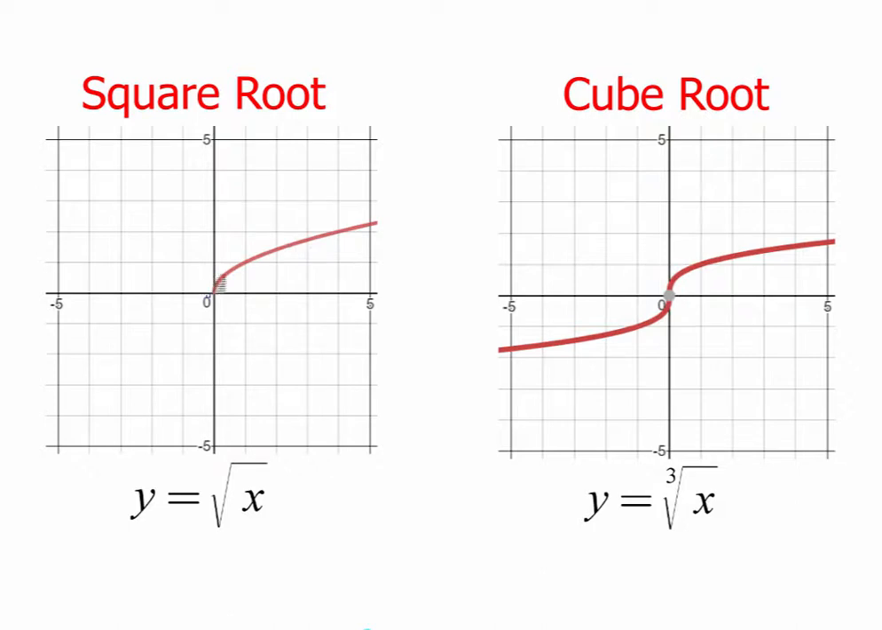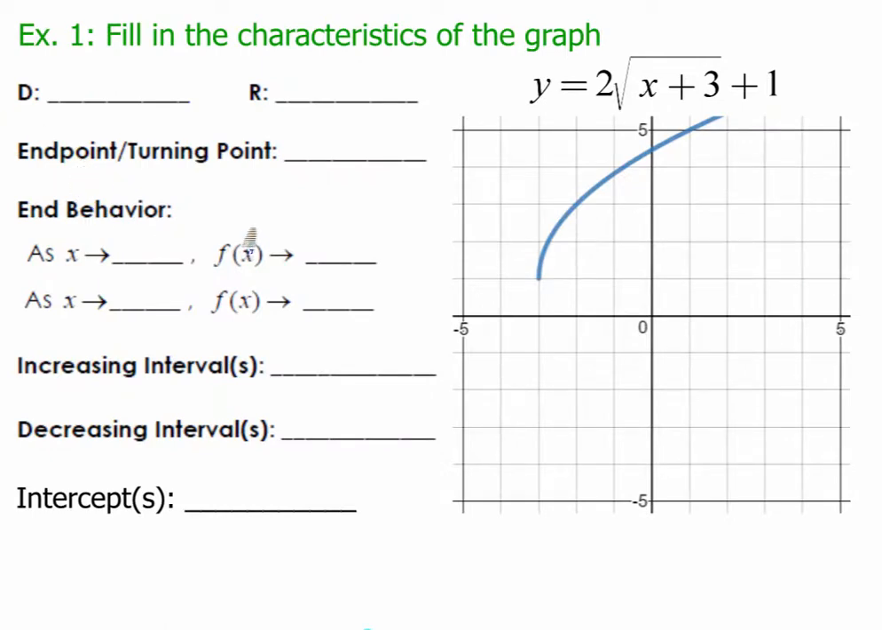Notice the square root has an endpoint, and the cube root doesn't have an endpoint, it has a turning point. So you can see that this one opens up, and then at this point it turns and now it's opening down. So we call this a turning point, or another word for that is an inflection point. So what I want to do is look at a graph, and be able to fill in all of our characteristics.